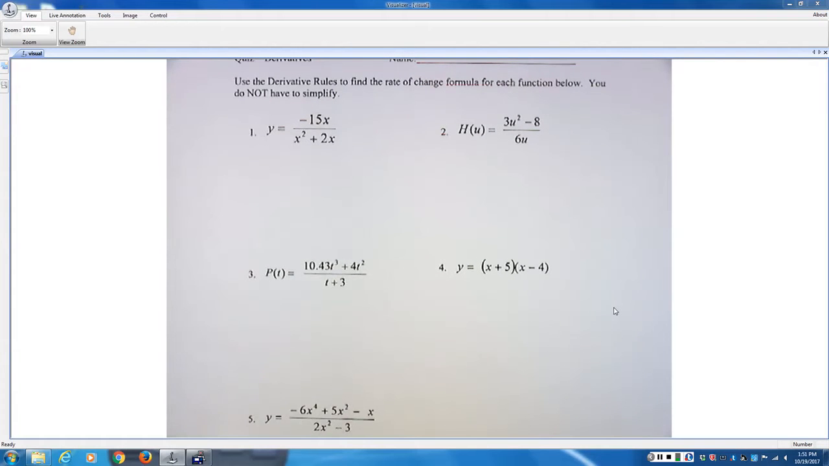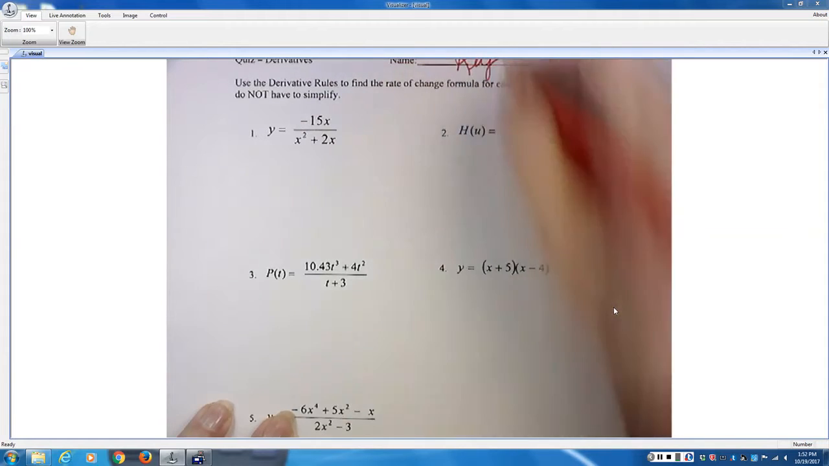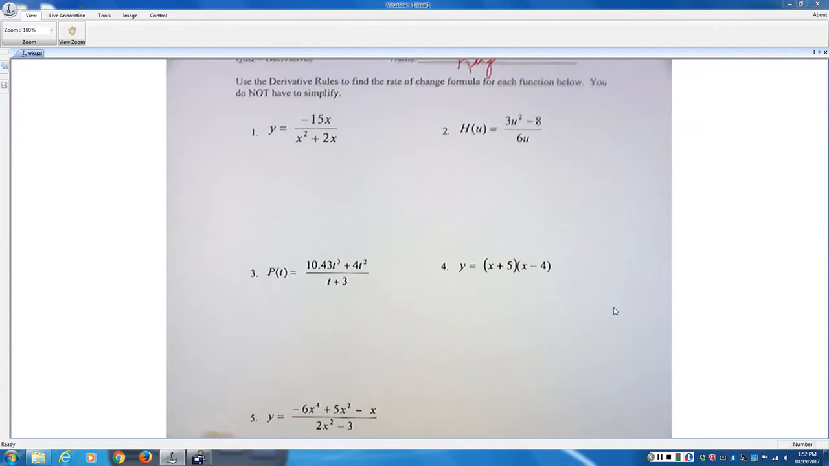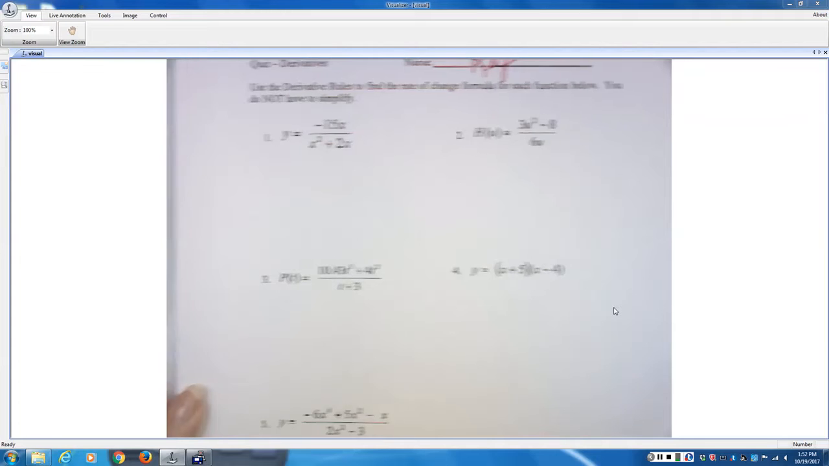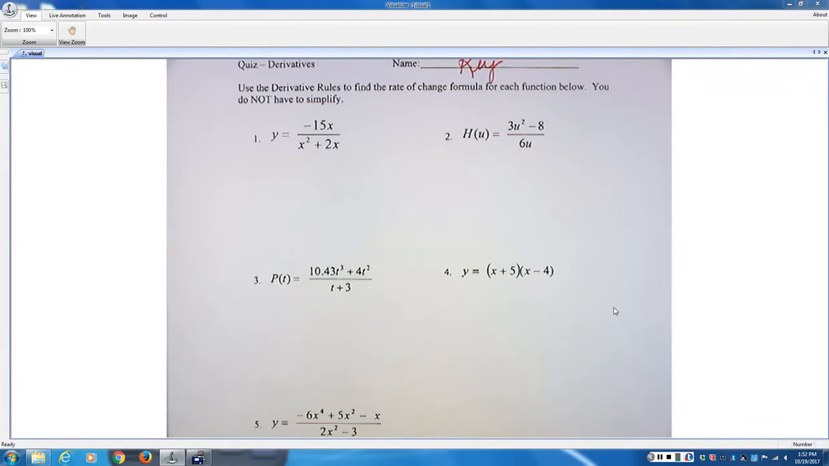So this is for mostly quotient rule, but a little bit chain rule, a little product rule too in this one. This one was very simple product rule.